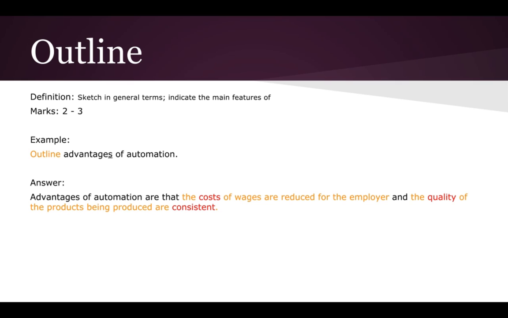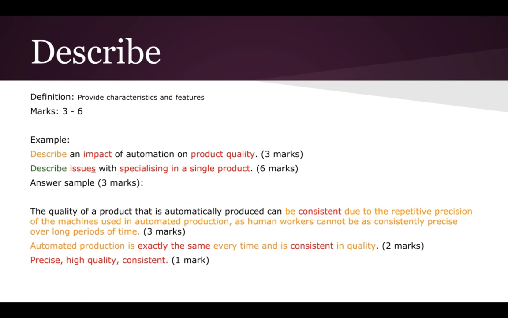So this is outline advantages, and you'll notice the S is underlined. That's because it's plural, so you need 2 advantages. Okay, and you can see identifying, I might have said costs of wages, quality, consistency, or consistent quality, and that would have got me 1 to 2 marks. The 3 marks is making those links. So, sketching in general terms.